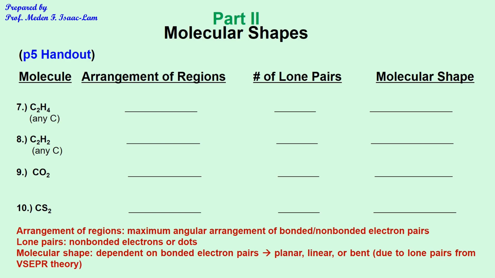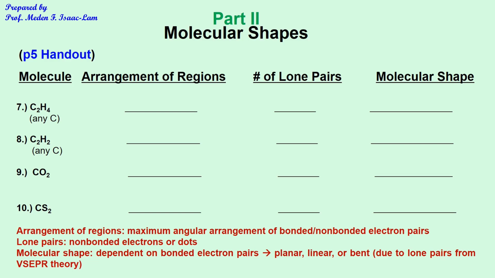maximum arrangement of the bonded electron pairs. Therefore, arrangement of regions and molecular shape for C2H4 is actually the same. It's going to be planar. If you refer back to the previous slide about C2H2, we're just referring to one carbon, the same thing as number 7, because the molecule is symmetrical anyway.